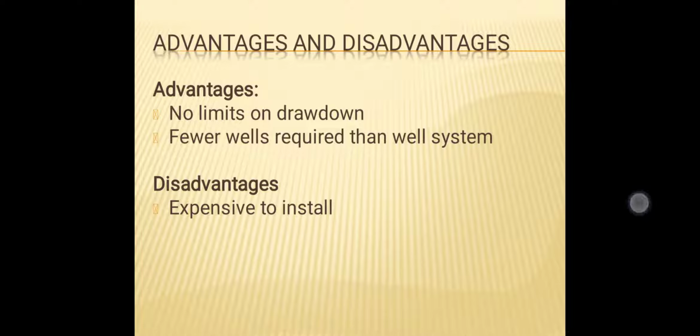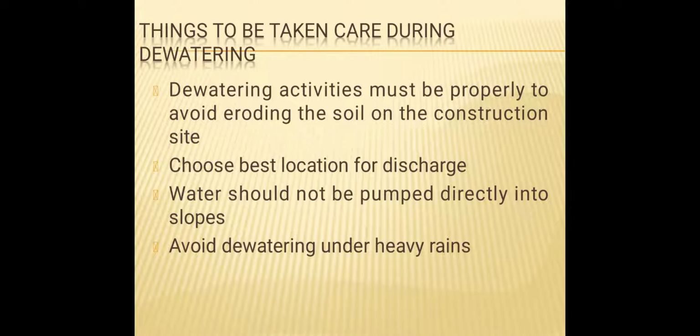Next topic: things to be taken care of during dewatering. You should take care when the process is going on. Dewatering activities must be done properly to avoid eroding the soil of the construction site. Choose the best location for discharge. Water should not be pumped directly into slopes. Avoid dewatering under heavy rains.